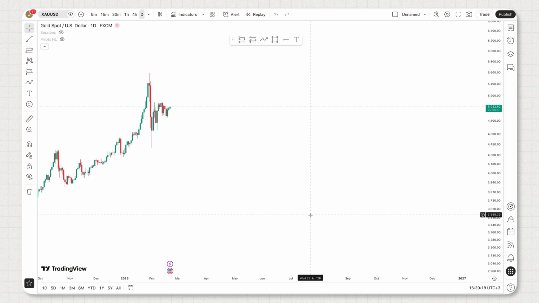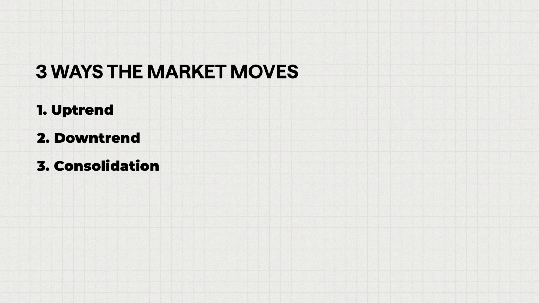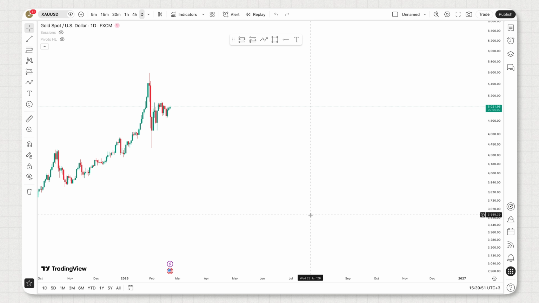So step one is figuring out what direction the market is heading. The market usually moves in three ways. It's either going up, which is an uptrend, or it's going down, which is a downtrend, or it's ranging, which is usually called consolidation. So for an uptrend, the market is usually going to look like this.